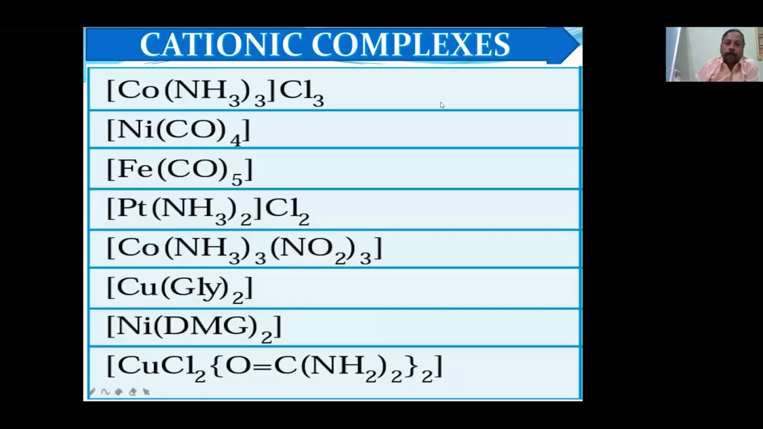Here this square bracket is on the left hand side. It is a cationic complex. This name will be cobalt only, not cobaltate. In this one, you should write the name of the ligand first. Three ammonia are there, so first it will be tri. First letter will be capital. Triammine, A-double-M-I-N-E, triammine.